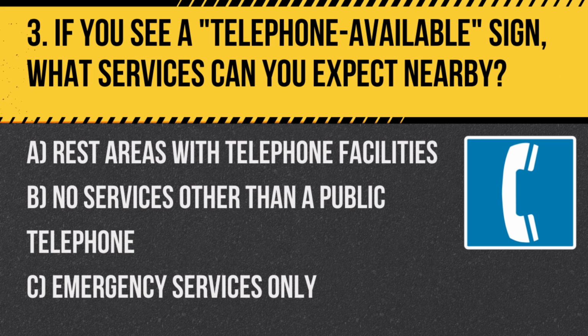Question 3. If you see a telephone available sign, what services can you expect nearby? A. Rest areas with telephone facilities. B. No services other than a public telephone. C. Emergency services only. Answer. A. Rest areas with telephone facilities. The telephone available sign is typically posted near rest areas where public telephones are available.